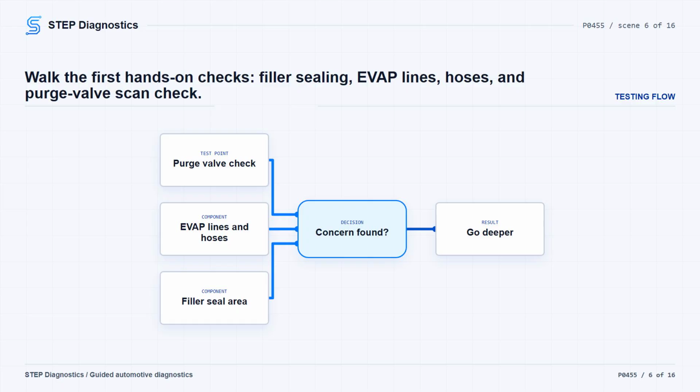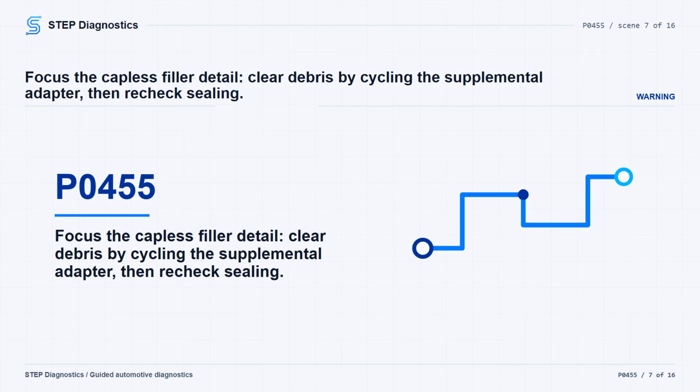If the vehicle has a fuel cap, look at it before disturbing it. Make sure the tether is visible and free to move, and check for a missing, loose, or damaged cap. If it has a capless filler, inspect the inlet before disturbing it. Look for debris that can keep it from sealing and check the filler pipe for damage. Install and remove the supplemental fueling adapter 5 times in the capless fuel tank filler pipe to help clear debris on the seal, then repeat the check. If the scan tool can run the purge valve check, run it again here.